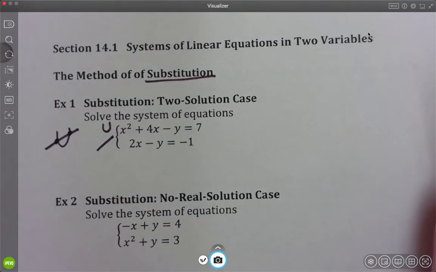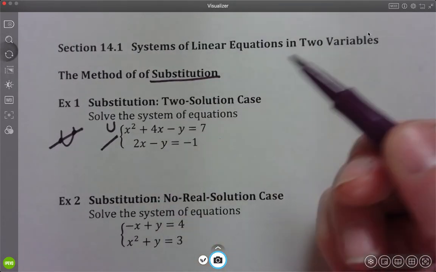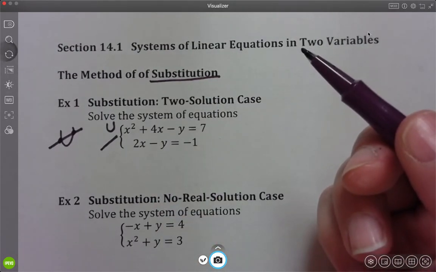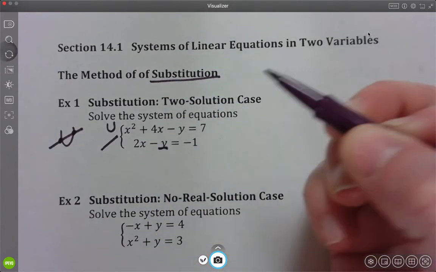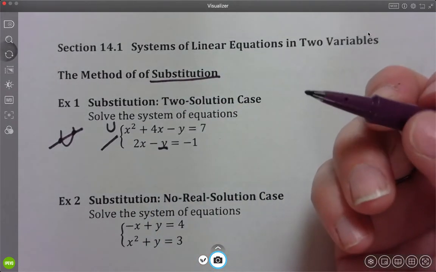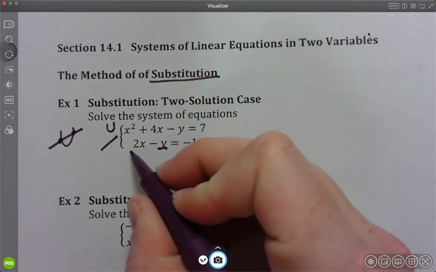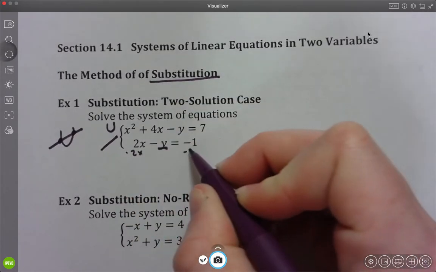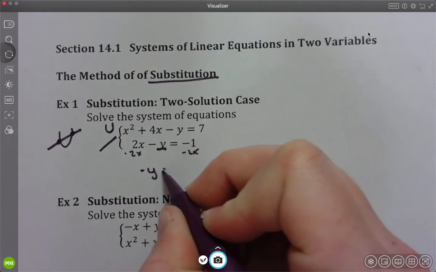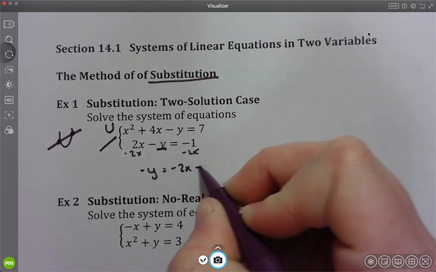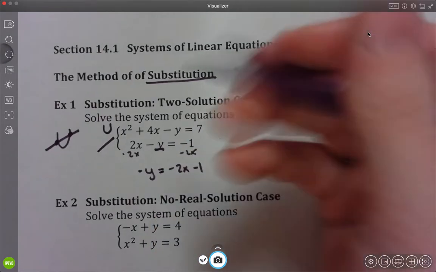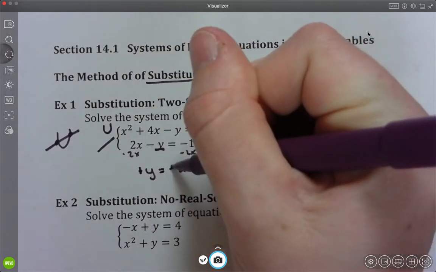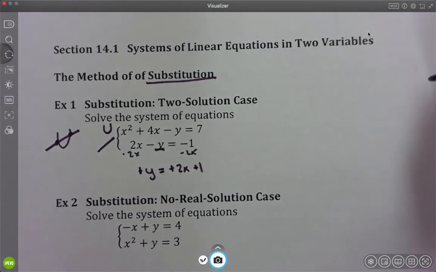So what we need to do first is solve one of the equations for one variable. Probably the easiest thing to solve for would be solving for this y down here at the bottom. Okay, so I'm going to subtract the 2x to the other side. So negative y equals negative 2x minus 1. I'm going to go through this fast, so hopefully you're staying with me here. And then I'm going to divide by a negative, which is going to change all of those to be positive. So y equals 2x plus 1.